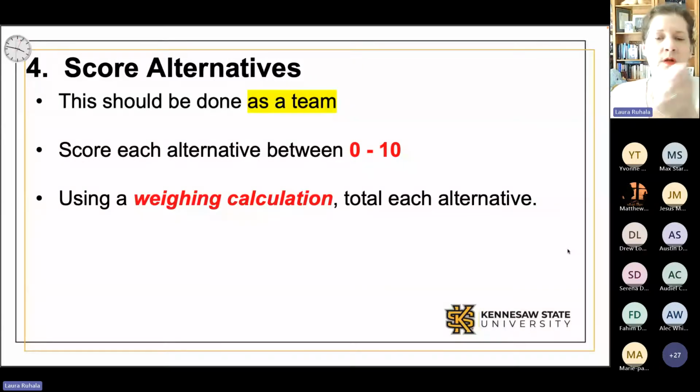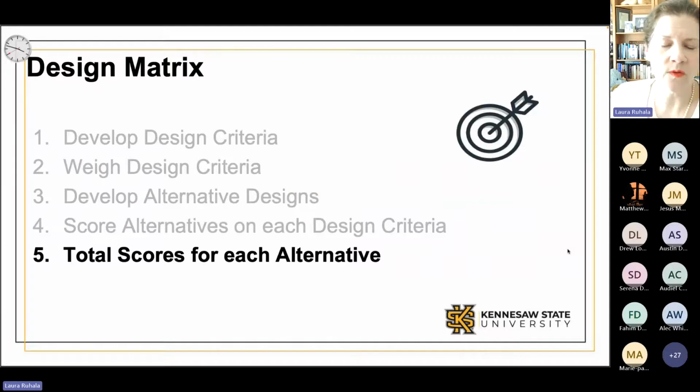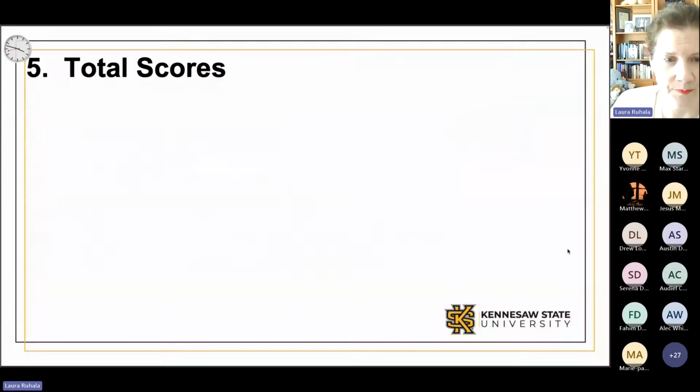We'll go through an example of what I mean by a weighing calculation, but essentially you're taking the score of some alternative on a particular criterion. You take the score and you multiply it by the weight of that criterion. Just like in a GPA, you take the grade you earned, like if you earned a 4.0, you multiply it by the number of credit hours that class is worth. So in this case, you're taking the score and multiplying it by the weight of that criterion, and then you sum them all up. Then you total the scores for each alternative.